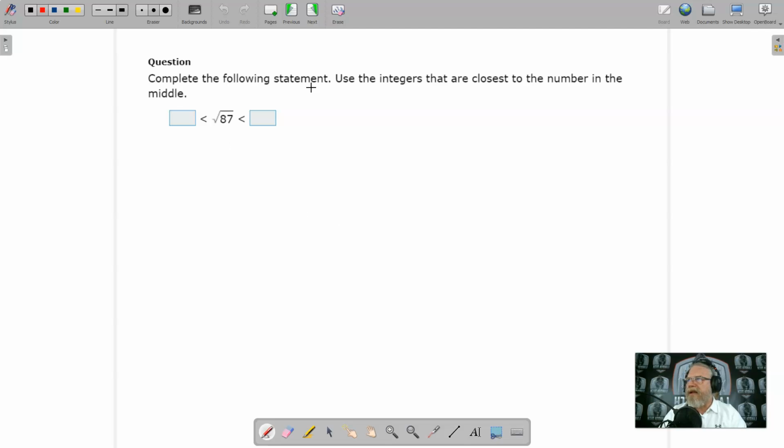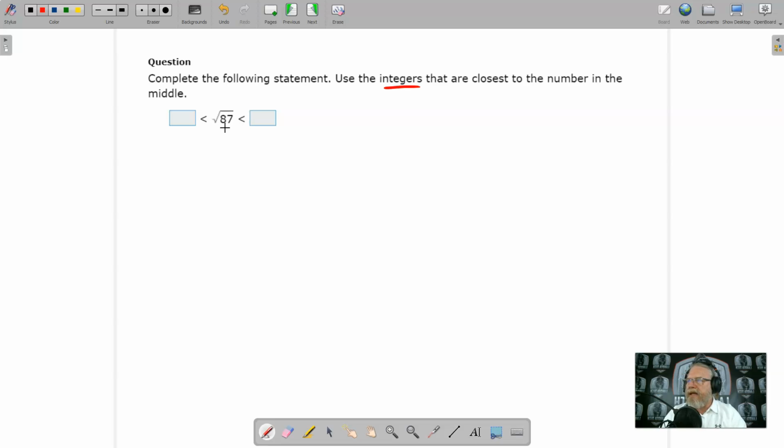Next one says complete the following statement. Use the integers that are closest to the number in the middle. So integers are non-decimal numbers. They can be positive, or they can be negative. Well, we're looking for the positive integers in this case, also because we're using positive square roots here. There's not a negative sign in front of it, so our number is going to be positive.